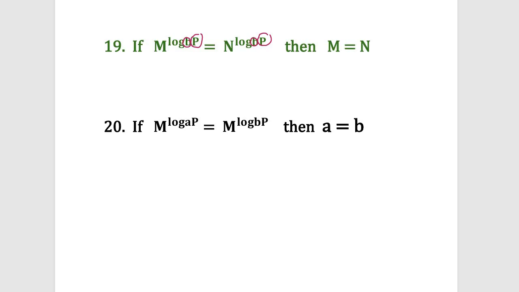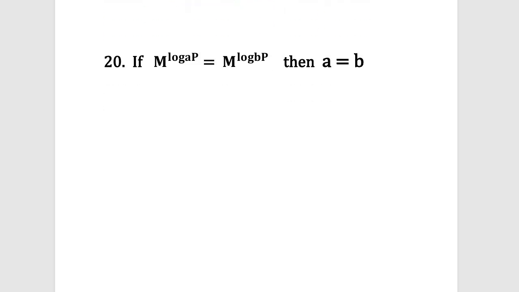Formula 20, this is the last formula. If m to the power log a base p equals m to the power log b base p, then we can write that the bases are equal. In this case, m and m are equal, and also the number of the log, p and p, is equal. So the bases a and b are equal. So this is formula number 20.